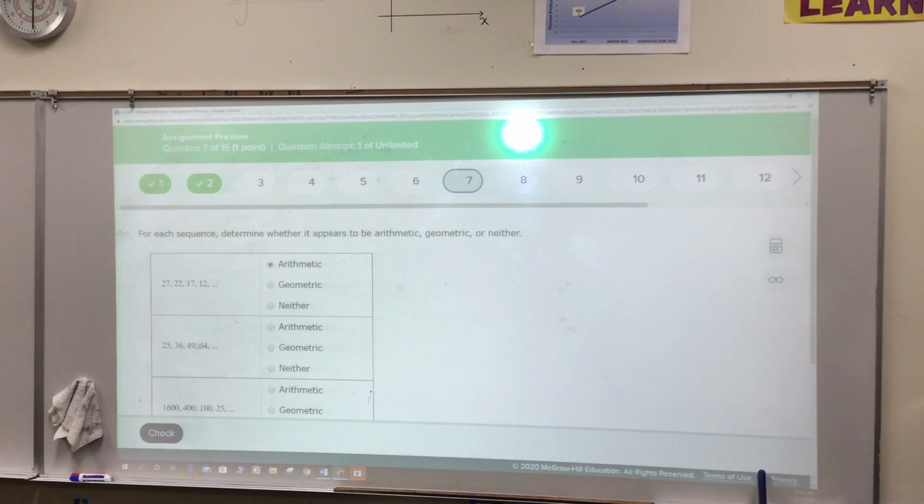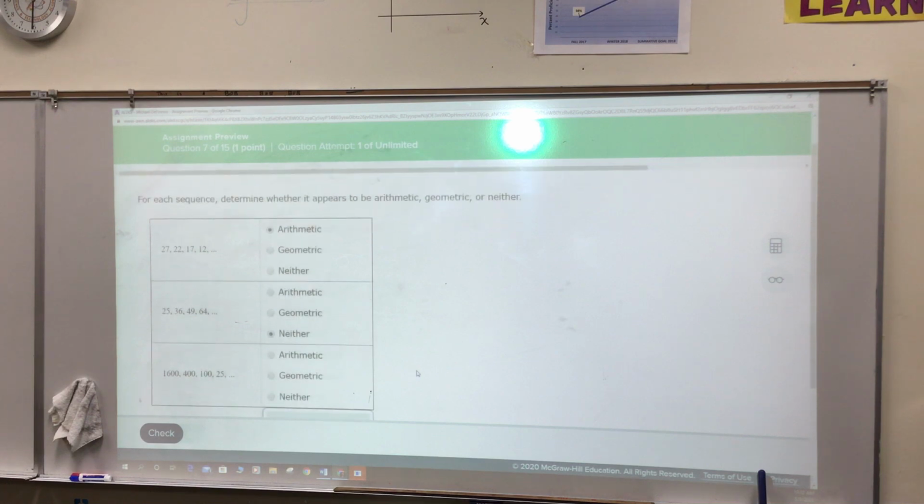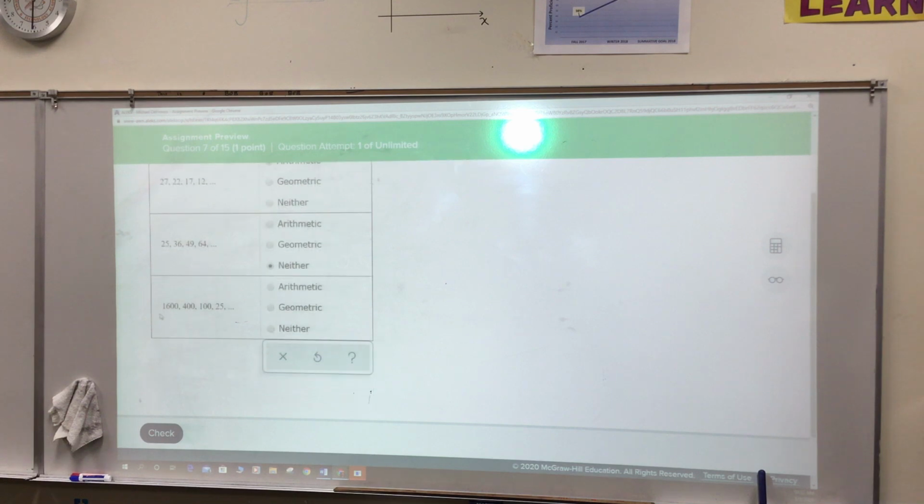Okay, looks like here, 25, 36, 49, 64. Those are all square numbers, okay? It's not adding and it's not multiplying. It's actually a quadratic, which means it's neither arithmetic nor geometric. So here, 1600, 400, 100, 25. Here we're timesing by 1/4 each time. 1/4, 1/4, which makes it geometric.